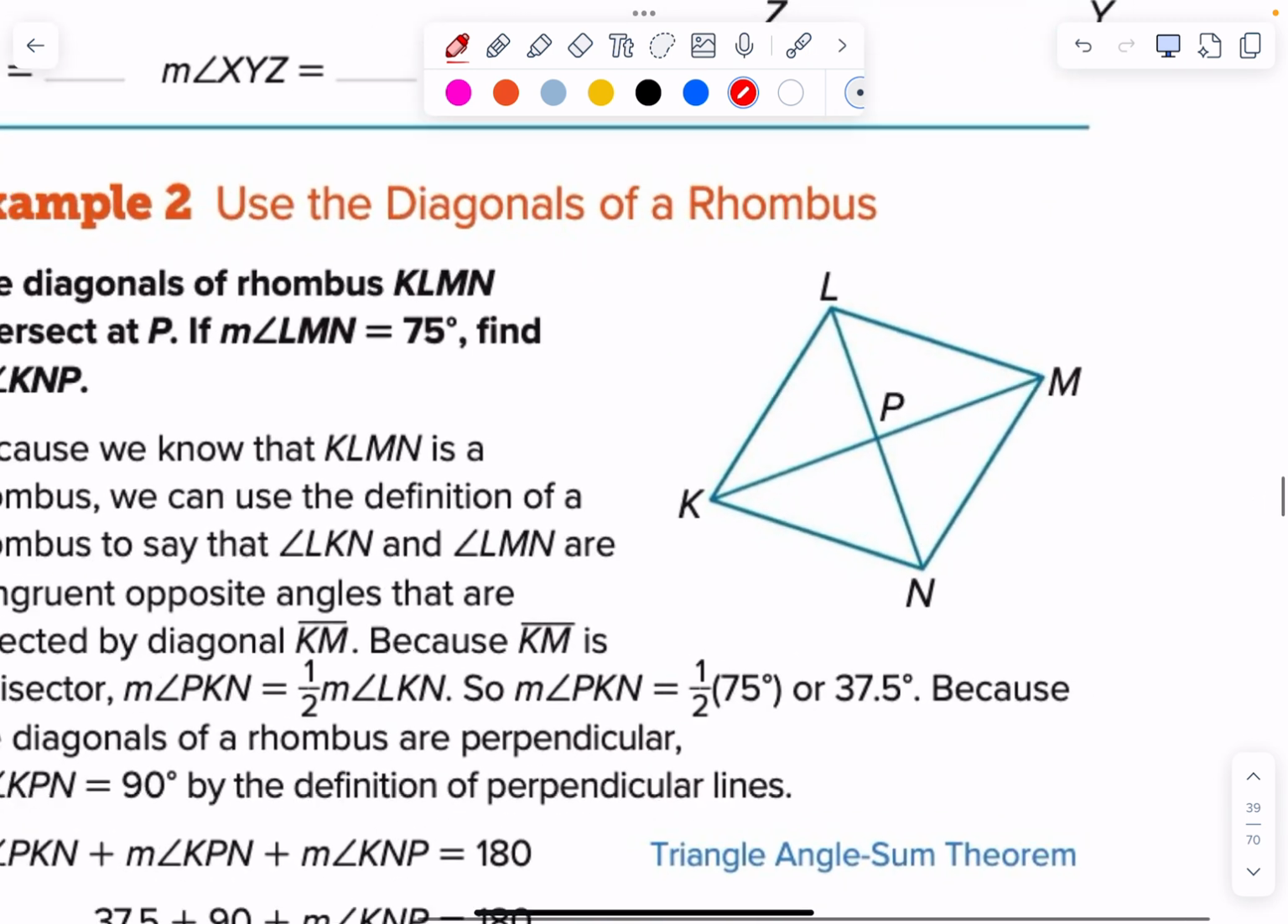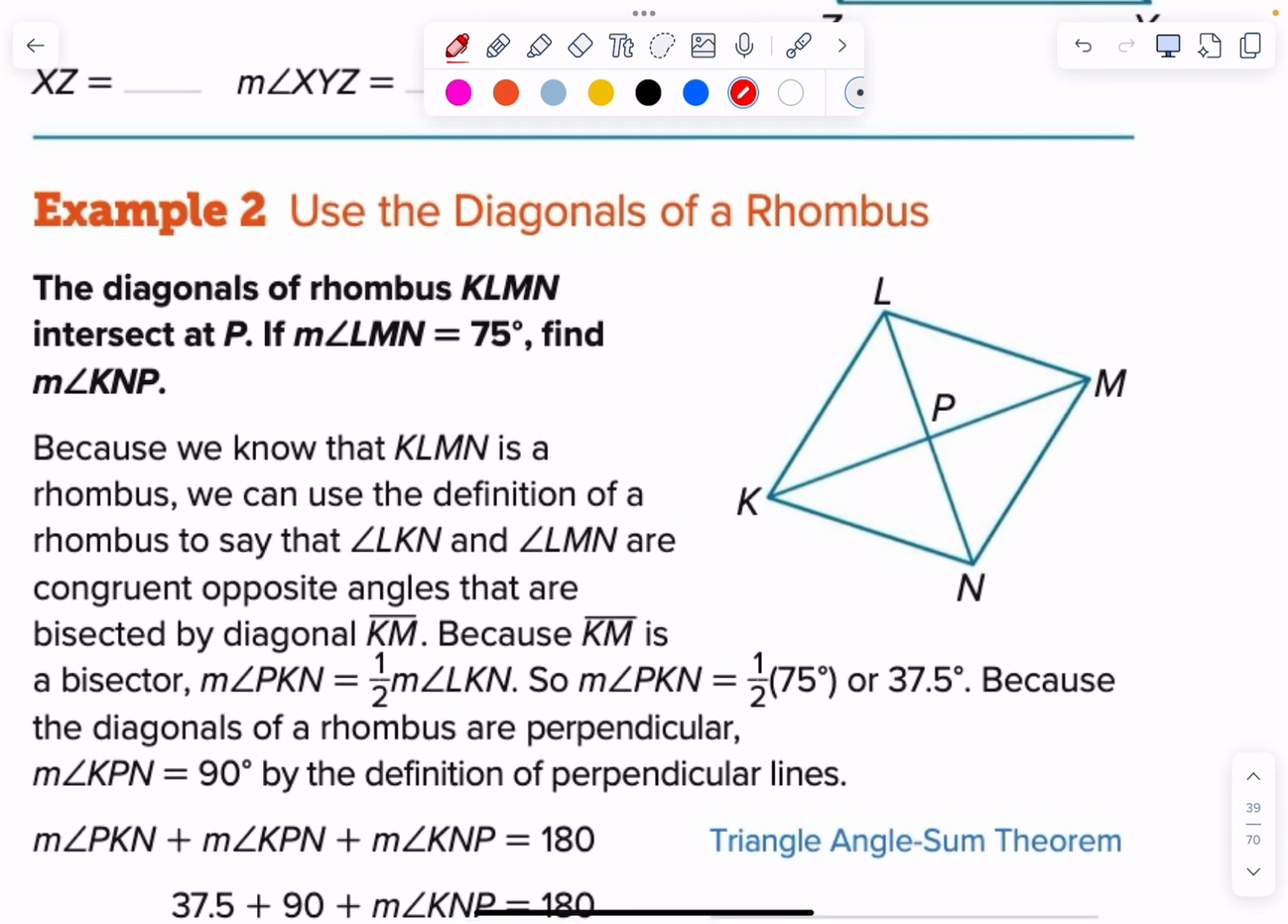Example 2. The diagonals of the rhombus intersect. This is a rhombus. The measure of LMN, this whole angle right here, is 75. They want us to find the measure of KNP.